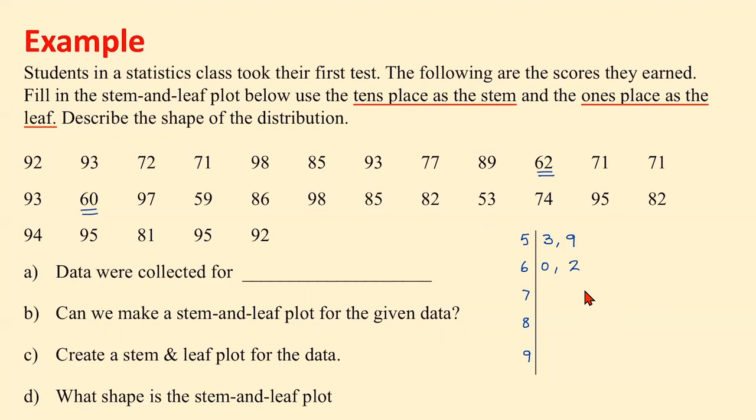Now we're going to look at numbers in 70s. Here is 71, here is 72. Similarly, here we have a 77. Here is a 71. Here is a 71. I think that's all we have. So we have 71, three of them. Yes, 1, 2, 3, so 71 three times. Then a 72.